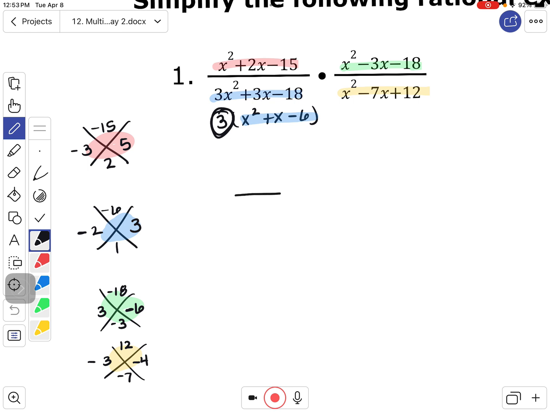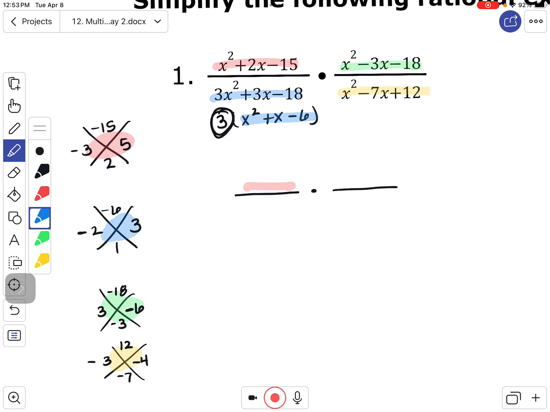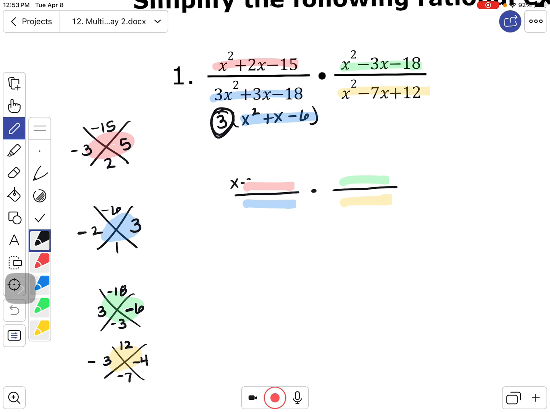Okay, now we're just going to set them all up. So I have this times this, and I'm just going to go my red, my blue, my green, and my yellow. Okay, so let's start with our red one, and these are all x's, so I can say x minus 3 and x plus 5. My blue one, x minus 2 and x plus 3. Move on to my green one. I have x plus 3 and x minus 6. And my yellow one, which is going to be x minus 3 and x minus 4.